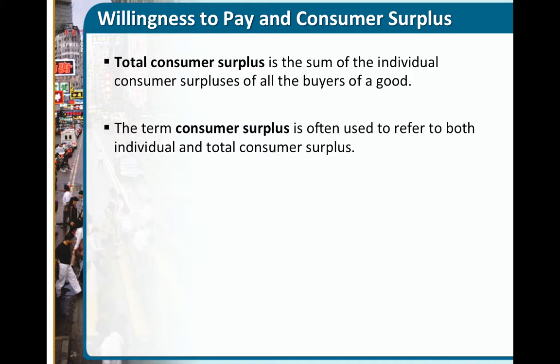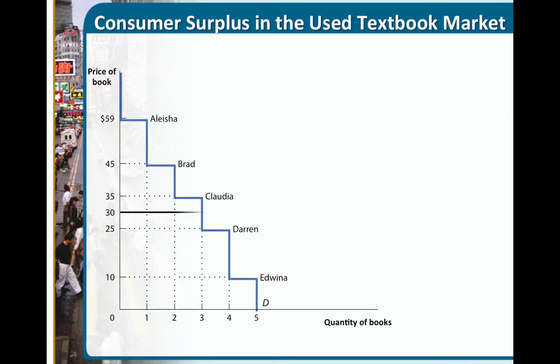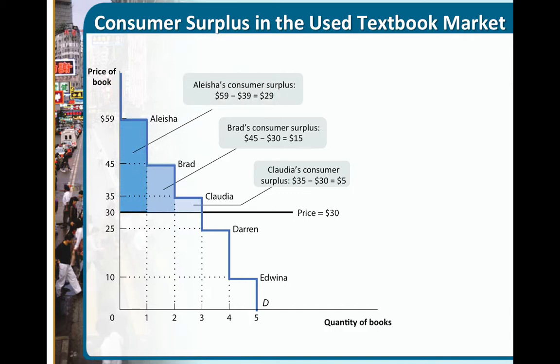Now the best way to see this, I think, is just through the graph. When you see, okay, the price of textbooks is set at $30. That means Claudia has a consumer surplus of $5. She was willing to pay $35, but she only had to pay $30. So that amount is her consumer surplus. You could see the same for Brad and Alicia, who were willing to pay a lot more for this book. People have different tolerance levels for prices.